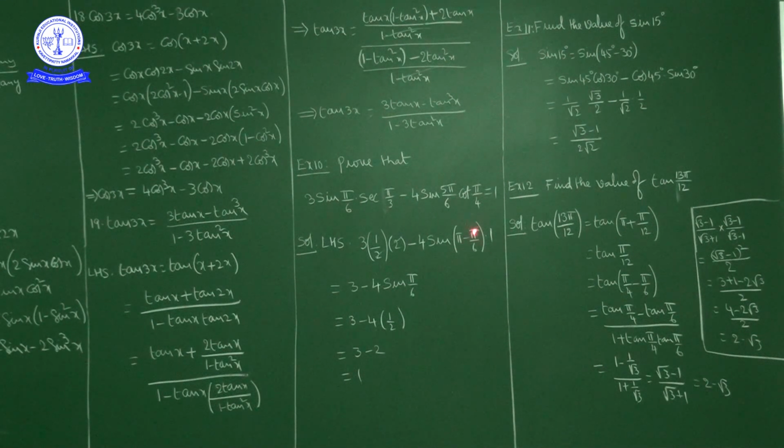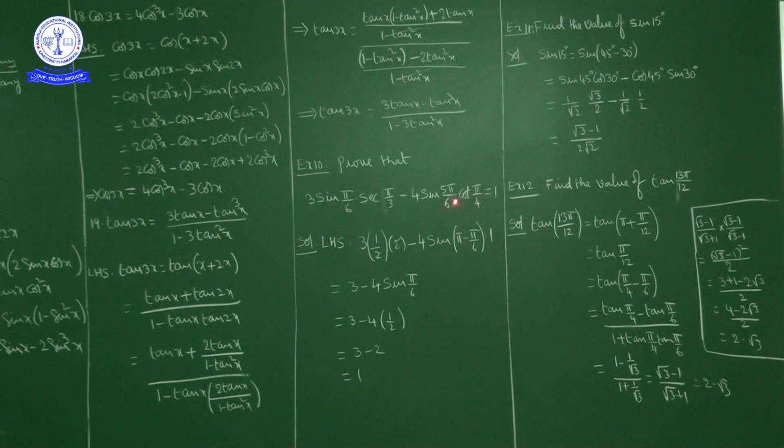Okay. Now suppose this is sine 7 pi by 6 for example. Sine 7 pi by 6, what can we write? Sine pi plus pi by 6. Sine pi plus pi by 6 is sine pi plus theta, sin theta. But pi plus means third quadrant. In third quadrant sine is negative. In such case sine 7 pi by 6 value is minus sine pi by 6.